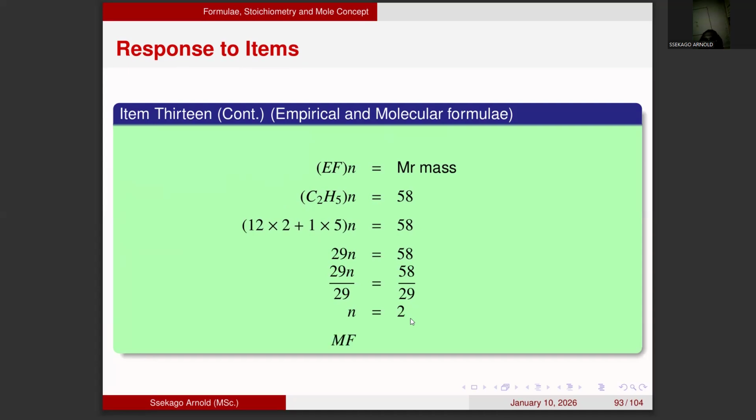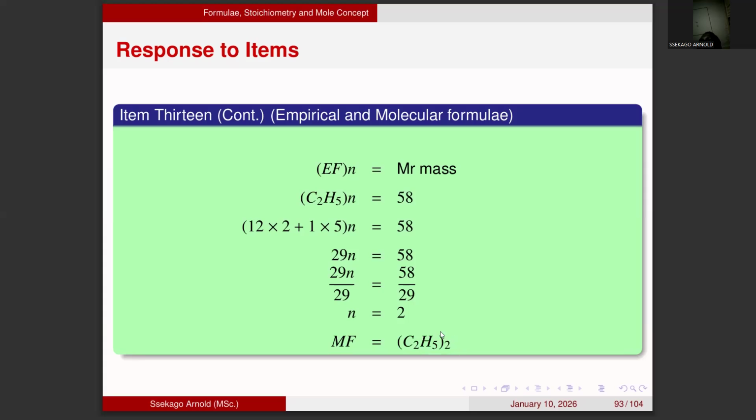Therefore, our molecular formula: I will substitute back this value of N. So we have N substituted back. This 2 multiplies on carbon. It also multiplies on hydrogen. Once it multiplies on both carbon and hydrogen, we shall obtain this as our molecular formula.